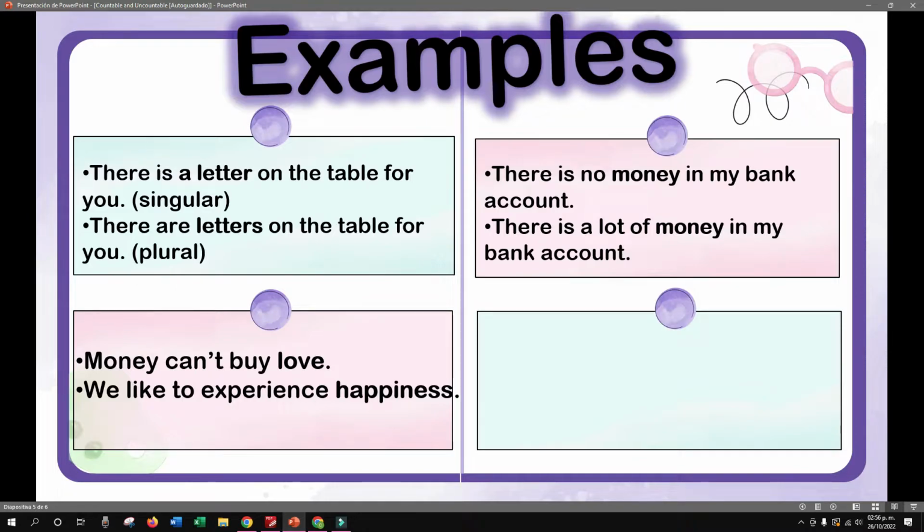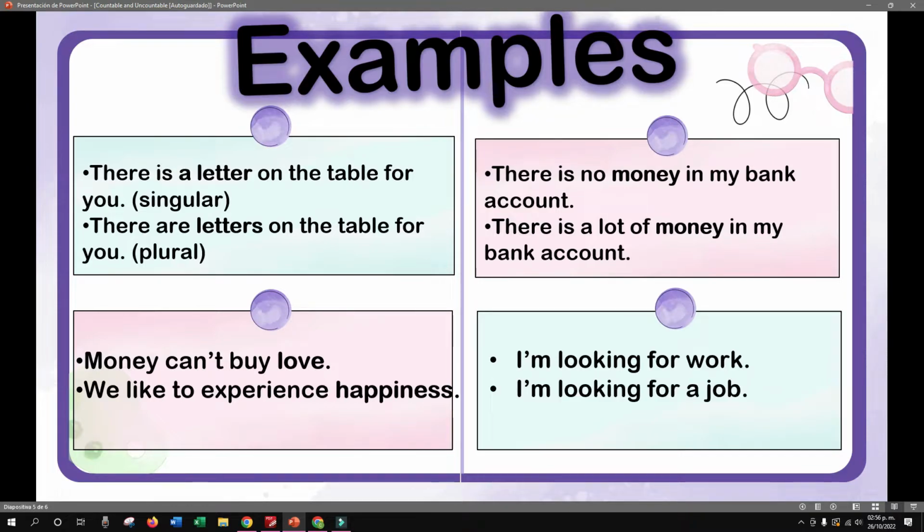Or we like to experience happiness. There's an abstract, right? Like a feeling, happiness. So we cannot say 2 happiness, 3 happiness. No. Like to experience happiness. I am looking for work. Work, that is uncountable, right? So you cannot add a number, or you cannot add an article. No. So I'm looking for work.